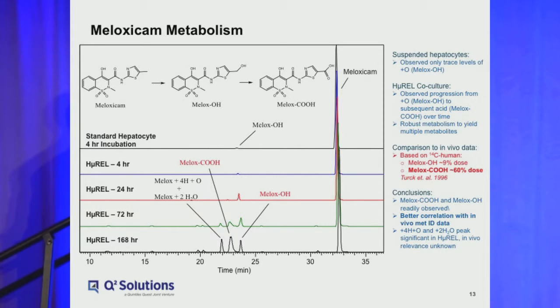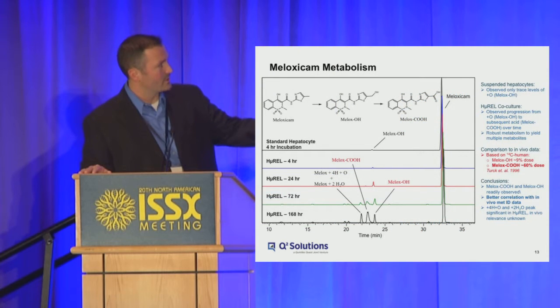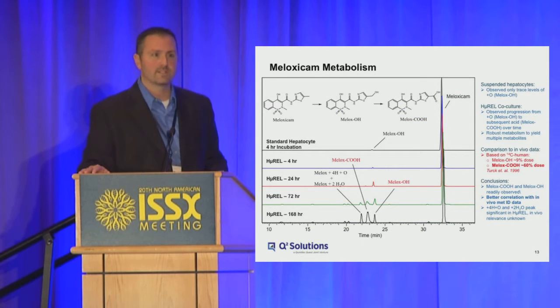But in the Hurel system, what you can see is that this metabolite actually does grow as you go down. And by the time you get down to about 72 hours at 168, it's hard to visualize, but the hydroxyl metabolite actually starts to decrease in intensity while the secondary carboxylic acid starts to come up over time. So by the end, you see carboxylic acid in the middle here. And what's really interesting is you compare this to the published in vivo data following the C14 ADME study. The carboxylic acid represents about 60% of the dose. So it is the most prominent metabolite in vivo. And following a 4-hour suspension incubation, you would never have predicted that.